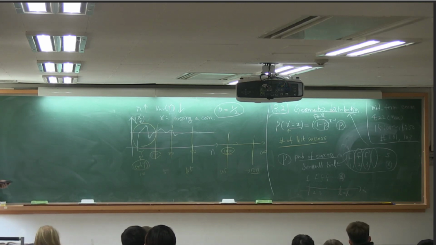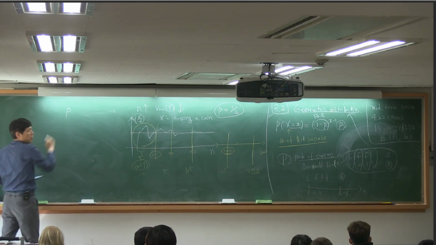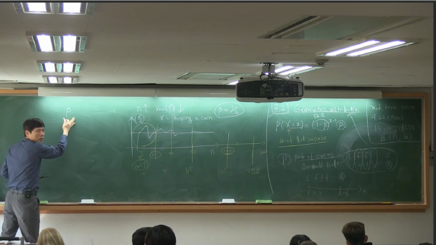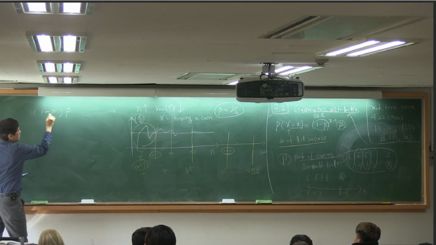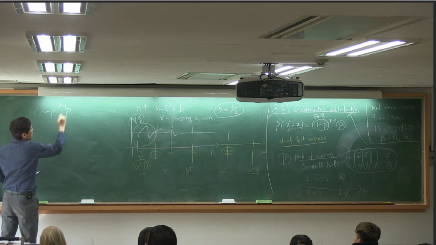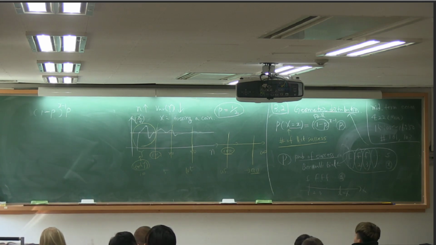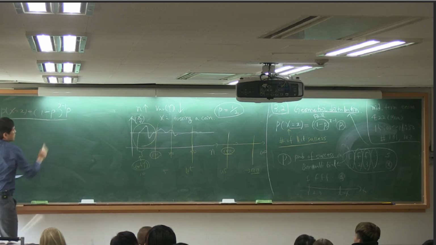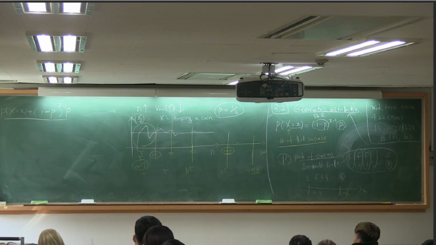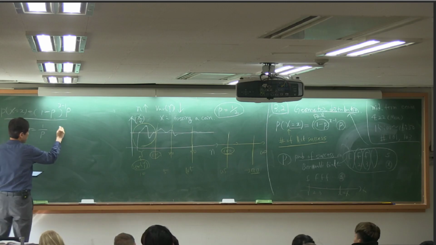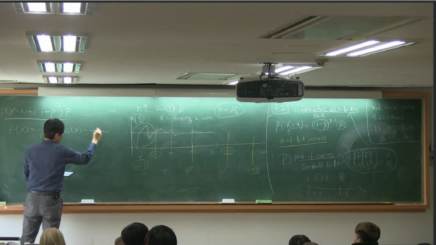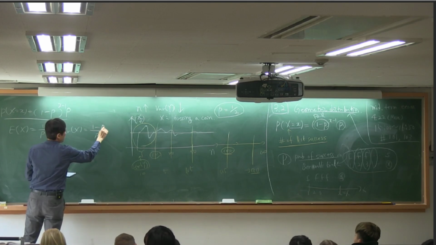Actually, the geometric distribution computation is very simple, because there should be only a single success, so the probability of success is multiplied only once, and the probability of failure should be multiplied x minus 1 times. This is the geometric distribution. And for the geometric distribution, the expectation of X is 1 divided by p, and the variance of X is 1 minus p divided by p squared.